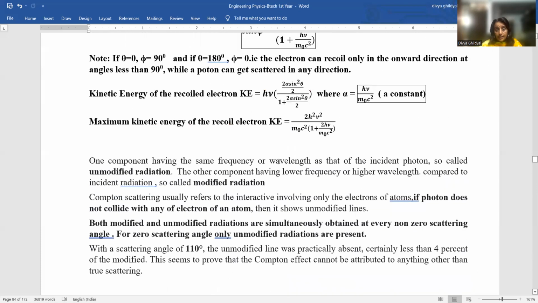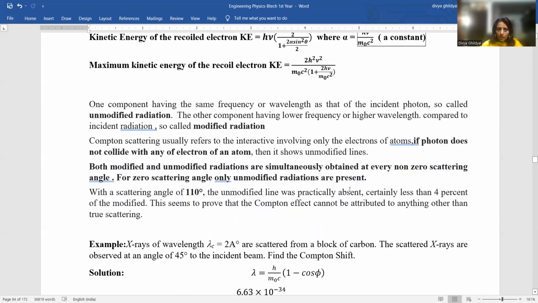The radiation that has undergone modification: one component has the same frequency and wavelength as that of the incident photon, so it is the unmodified radiation. The other component has a lower frequency, or since v is equal to f into λ, an inverse relationship, higher wavelength, so it is known as modified radiation. Compton scattering usually refers to the interaction involving only the electrons of an atom. If the photon does not collide with any of the electrons of an atom, then it shows unmodified lines. Both modified and unmodified radiations are simultaneously obtained at every non-zero scattering angle.